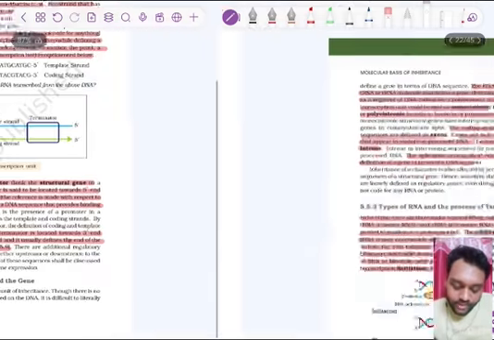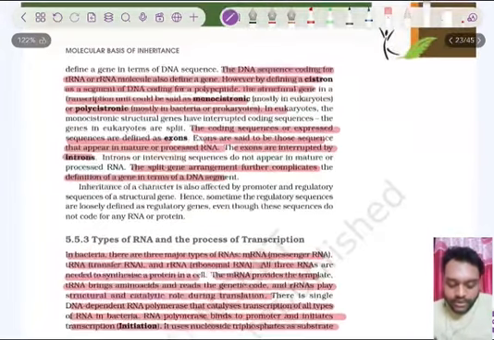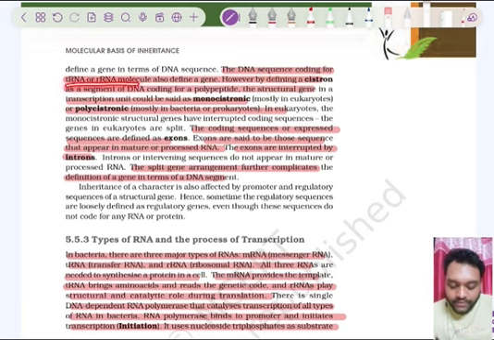The DNA sequence coding tRNA or rRNA molecule also defines a gene, however defining a cistron or segment of DNA coding for a polypeptide. Okay, so basically two things, one is monocistronic and another is polycistronic, right? So the coding sequences or expressed sequences are called exons, and exons are said to be sequences that appear in mature processed RNA. Okay? The exons are interrupted by the introns. Okay. The split gene arrangement further complicates the definition of a gene in terms of a DNA segment.